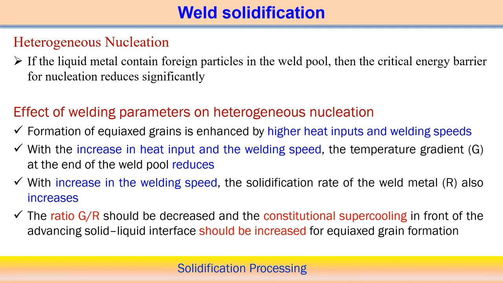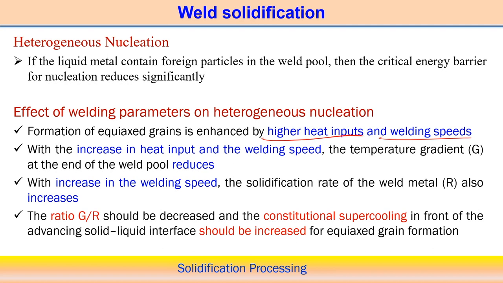Now, what is the effect of the welding parameters on the heterogeneous nucleation process? If you look overall at the welding parameters and how they influence the heterogeneous nucleation process, we can see that the formation of the equiaxed kind of structure is influenced by high heat input and high welding speed.